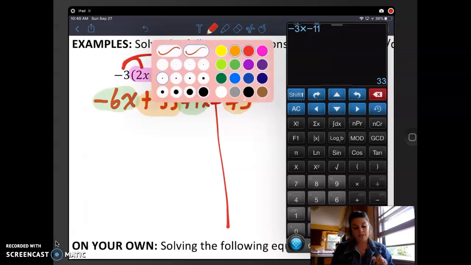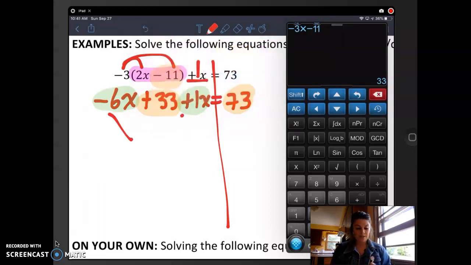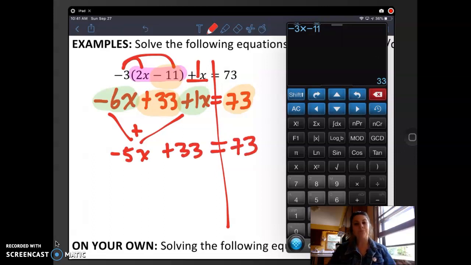All right, so this next step, I'm going to add the -6x and the 1x together to get -5x. And then 33 does not get combined with anything there, and then there's 73. All right, so now it's just a two-step equation. We did that last week. We're getting some extra practice in with it this week. All you have to do is add or subtract first to get the x alone.